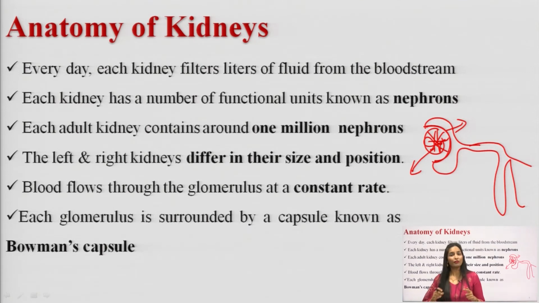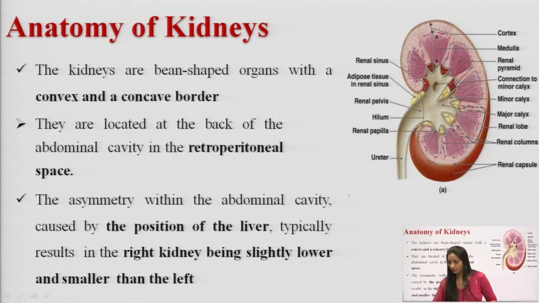Okay. So, the functional unit is the nephron, and the size of a kidney will differ. The main purpose here is that the glomerulus filters the blood, the filtrate will be carried to the rest of the nephron, and the important cells and proteins will be retained in the glomerulus. Okay. And now we will discuss the anatomy of the kidney in the slides.